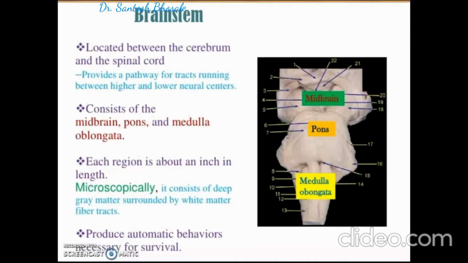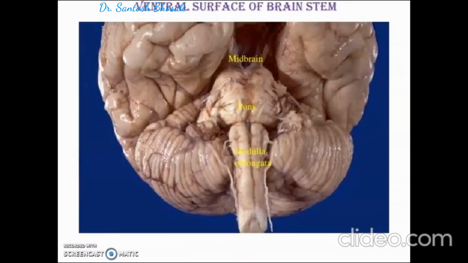So brainstem is a part of the neuraxis located between the cerebrum and spinal cord. It acts as a highway for the ascending and descending tracts. It consists of three parts: midbrain and pons and medulla, and each region is about an inch in length, and inside it has gray matter and white matter. And brainstem is important for many automatic behaviors, reflexes which are meant for survival.